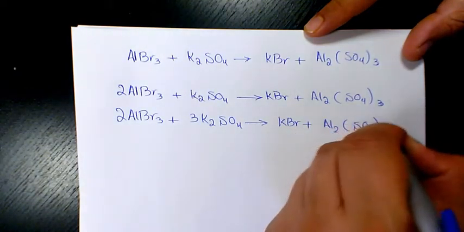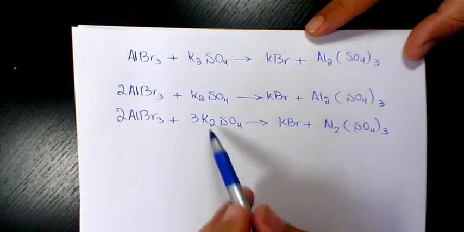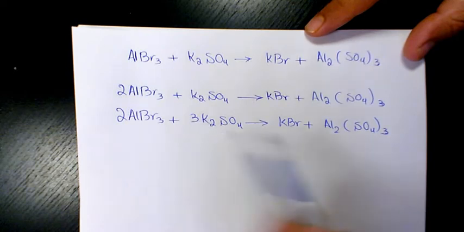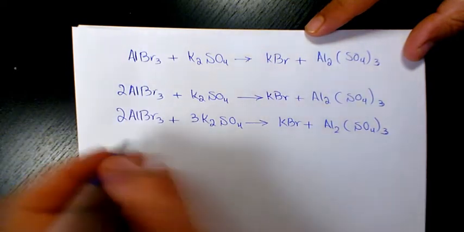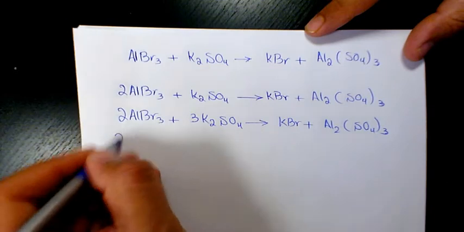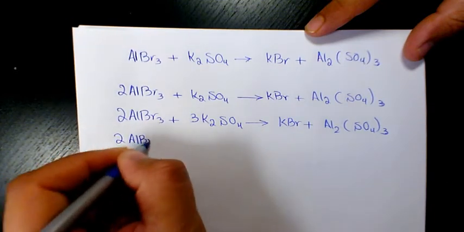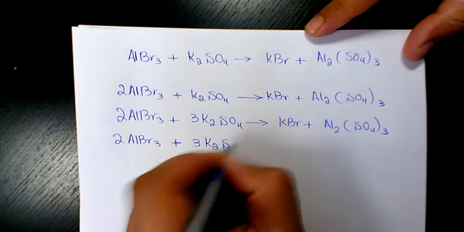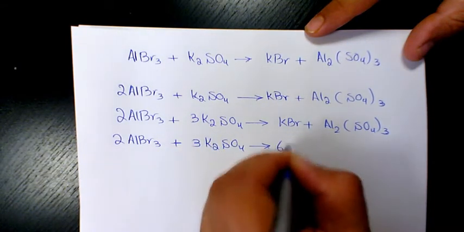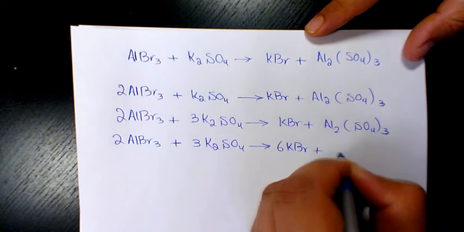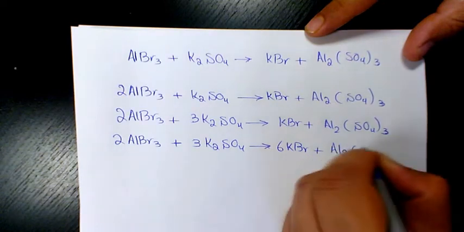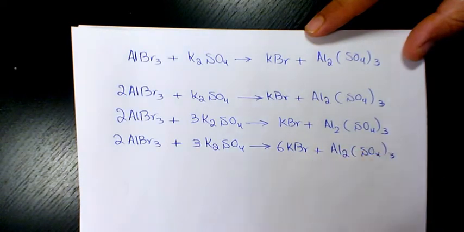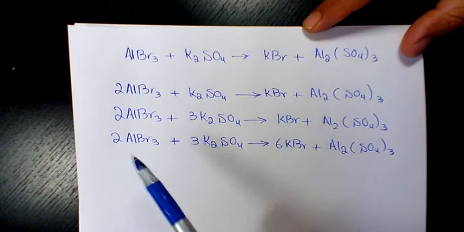Al2(SO4)3. Now potassium, we have 3 times 2, 6 atoms in this side and 1 in here. So we need to place 6 in here. So 2AlBr3 plus 3K2SO4 gives 6KBr plus Al2(SO4)3. Now let's check everything.